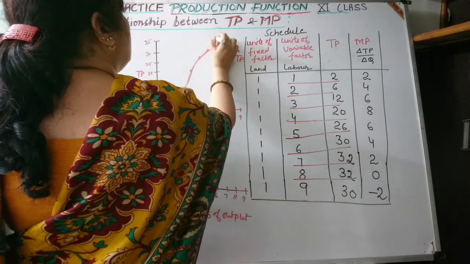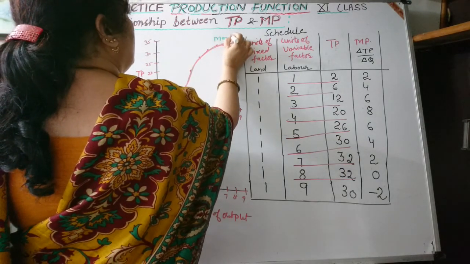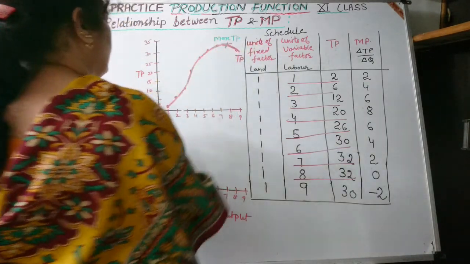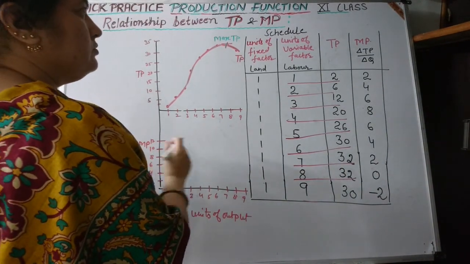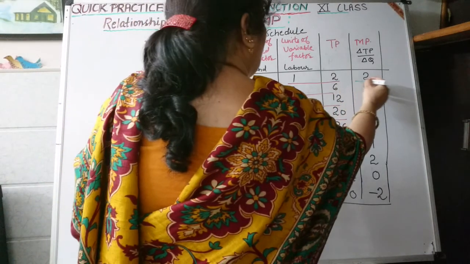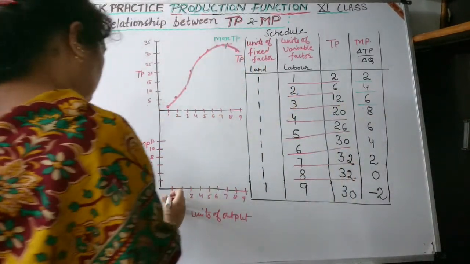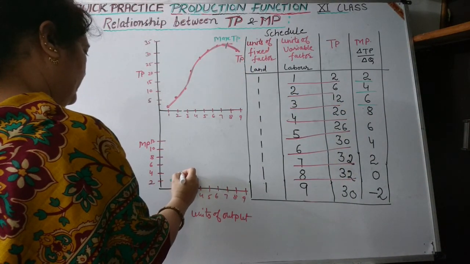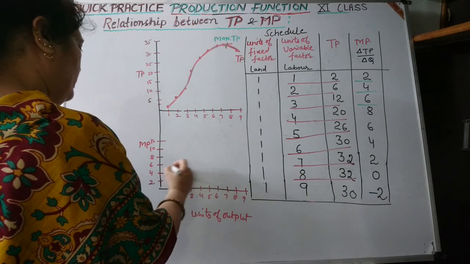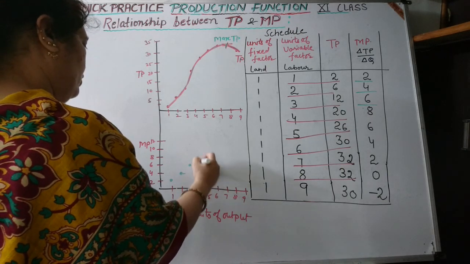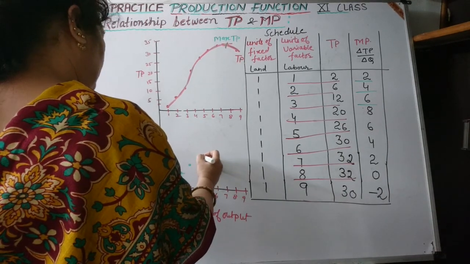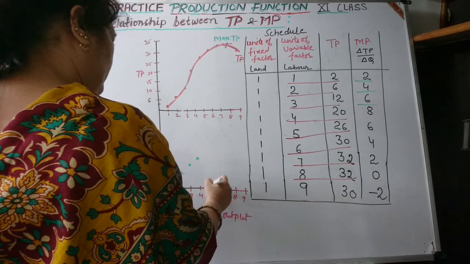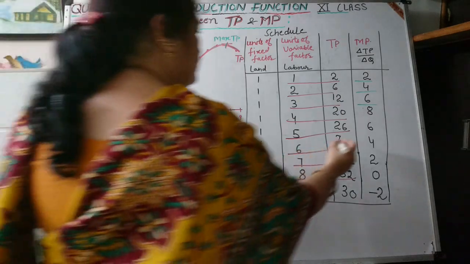Here TP is maximum. Now let us draw marginal production. At first unit of output marginal production is 2, then it is 4, third unit is 6, at fourth unit of output it is 8, then at fifth unit of output it is 6.